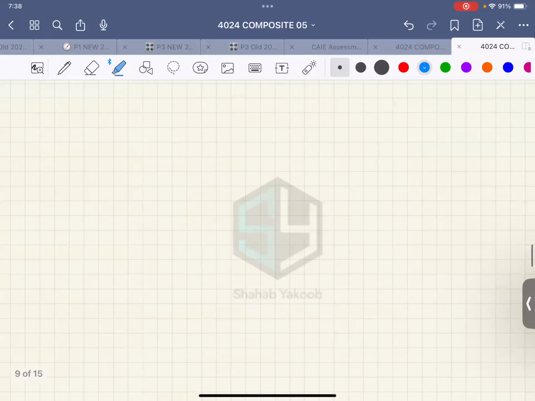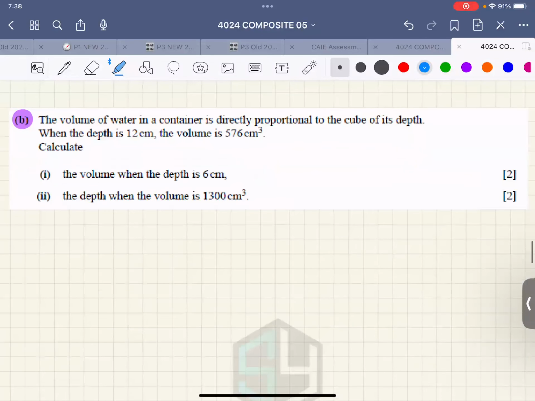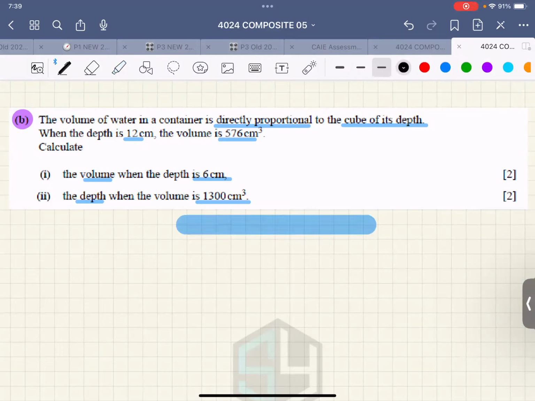Now let's focus on the next part. That is this. Now the question says, the volume of water in the container is directly proportional to the cube of its depth. When the depth is 12, the volume is this much. Calculate the volume when the depth is 6, and the depth when the volume is this much. This is not mensuration. This is proportionality. So let's solve this proportionality question.